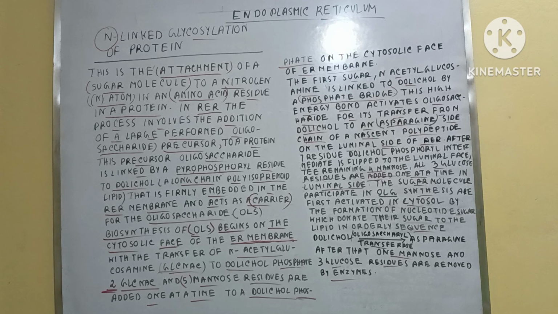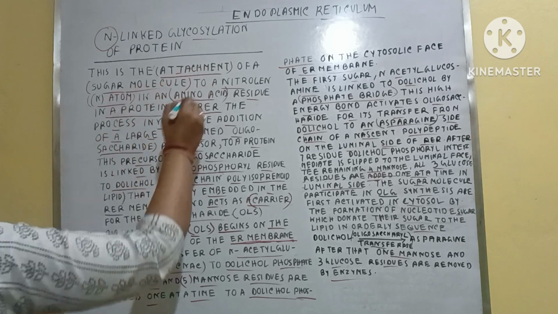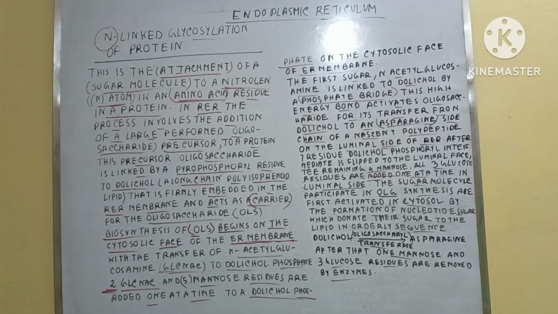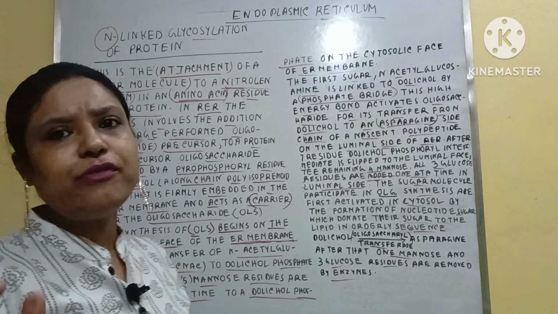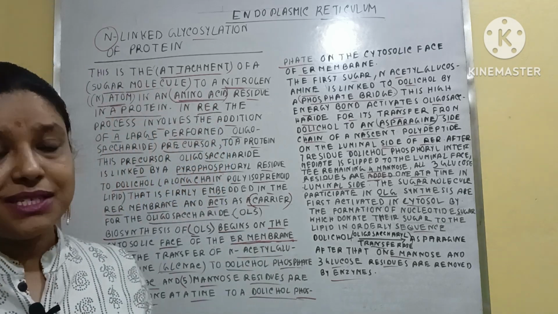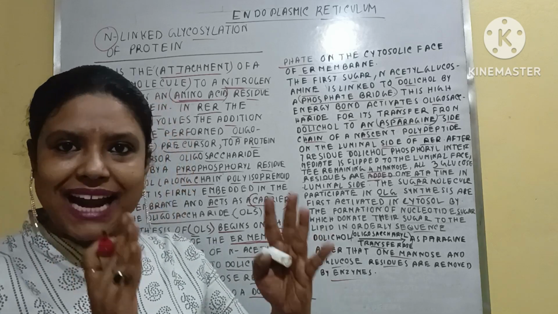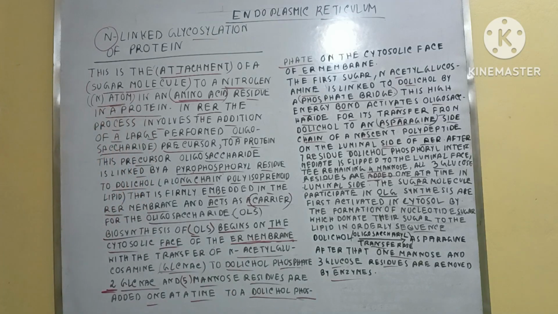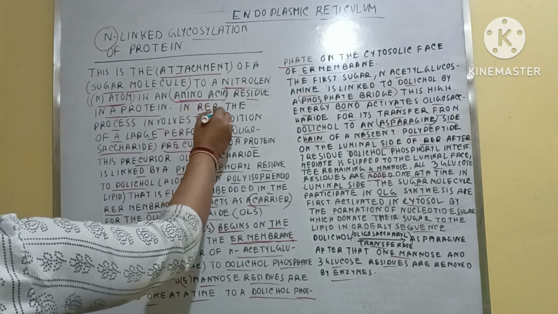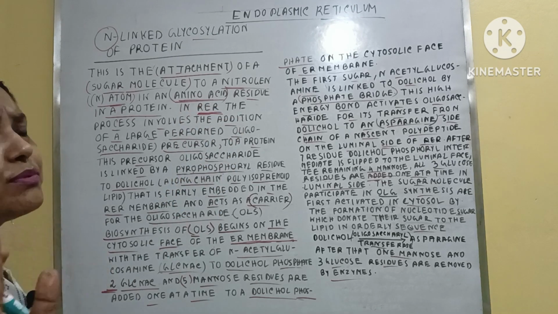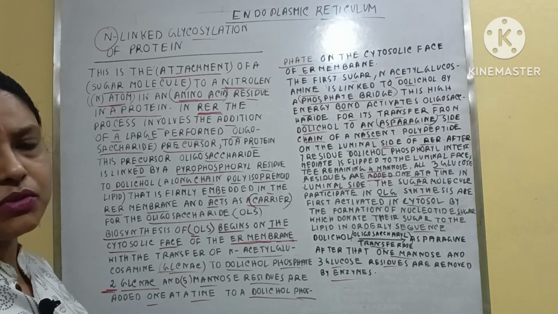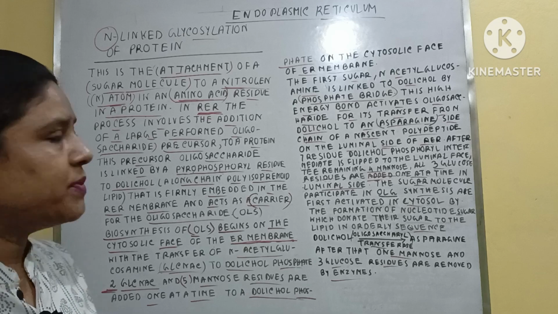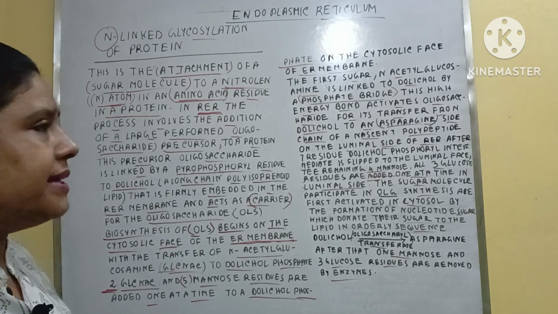What is called glycosylation? This is the attachment of a sugar molecule to the nitrogen atom of an amino acid residue of a protein. You all know that the simple form of proteins are the amino acids. So glycosylation means the attachment of a sugar molecule with the N atom of the amino acid. And this is possible in the RER. You all know the two types of endoplasmic reticulum: one is the rough endoplasmic reticulum, another is the smooth endoplasmic reticulum. So this is the actual function of the RER. This total process occurs in the RER.